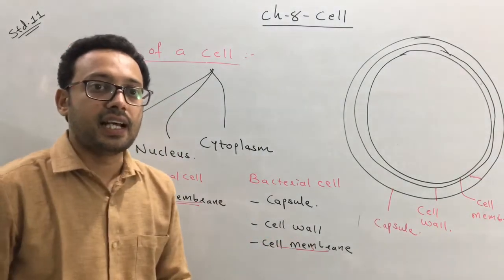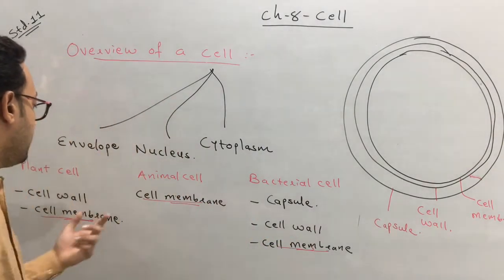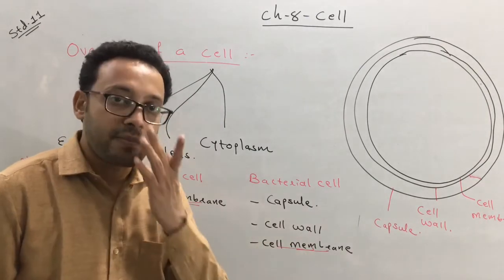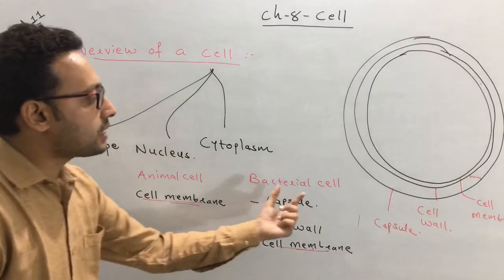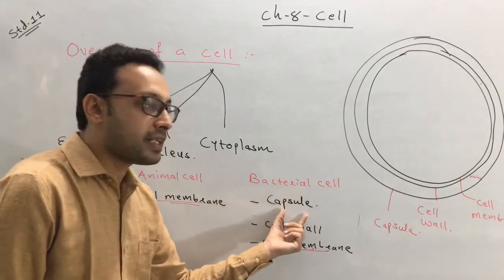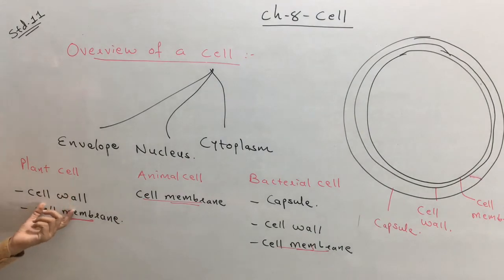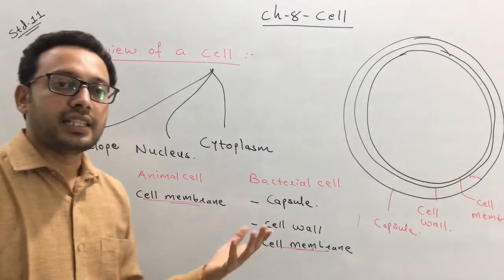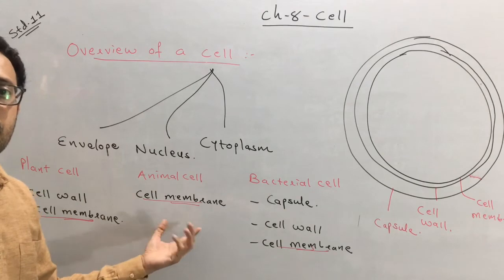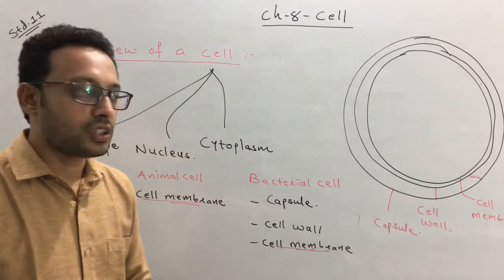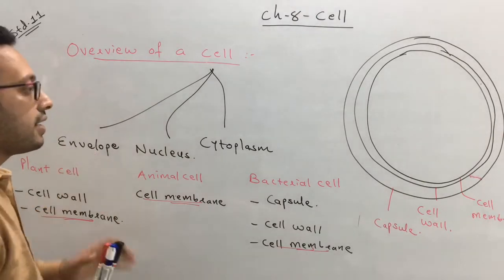That indicates that in any cell, the innermost membrane is the cell membrane, but the outer membrane changes. In a bacterial cell, the outer membrane is the capsule. In a plant cell, it's the cell wall, and in an animal cell, there is only one membrane. You can consider it as outer or inner, it is the same one. So that's all about the first component, the envelope.